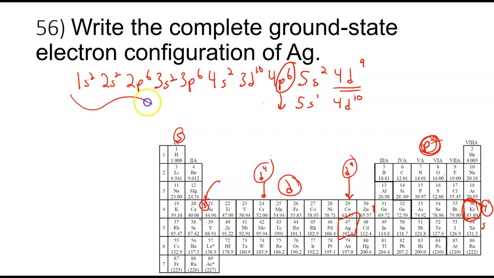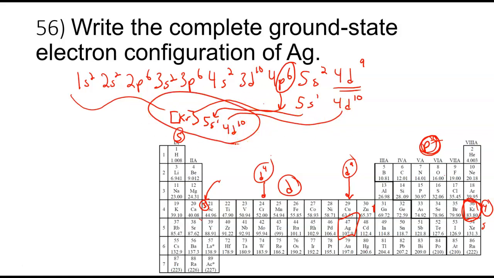That's krypton. So all of this is krypton. And then you just bring the rest down: 5s1, 4d10. So that's the abbreviated way. And it's always the noble gas before it. So always look for that p6. That's the noble gas before it.